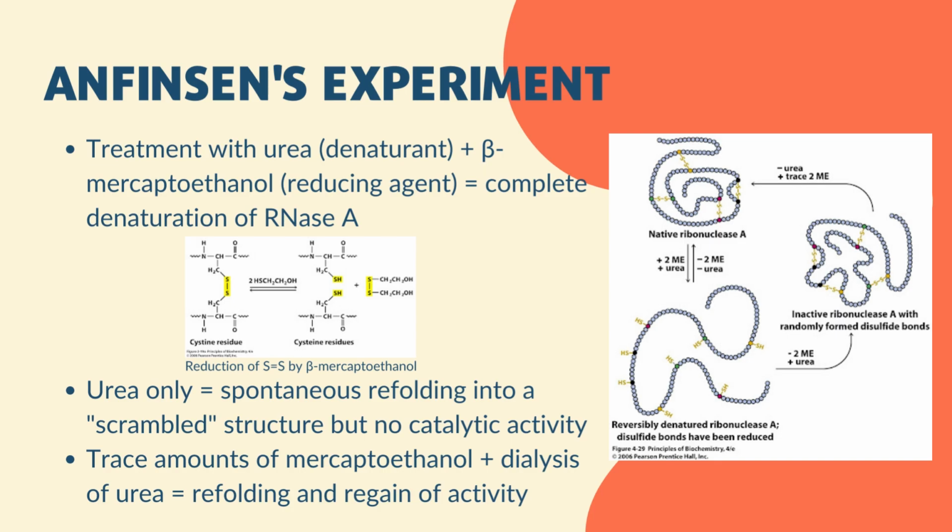This is attributed to the formation of random disulfide bridges between the 8 cysteine residues present in the protein. It also shows that the correct three-dimensional conformation must be achieved fairly rapidly when urea is removed, since most of the proteins under those conditions become active. But upon treatment with trace amounts of mercaptoethanol to break once again those random disulfide bonds and removal of urea from the solution, ribonuclease A refolded spontaneously and regained its biological activity.